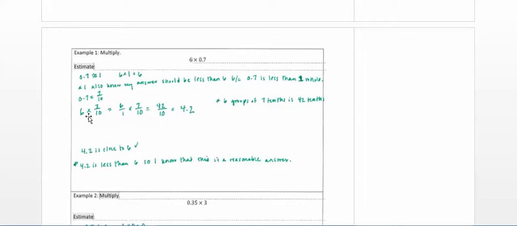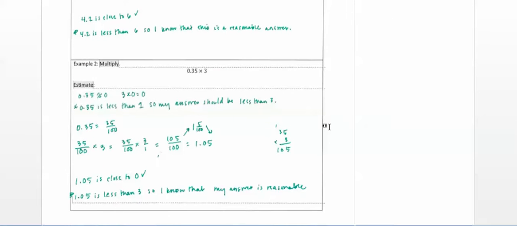I'm writing 6 groups of 7/10. We already know how to do this multiplication. 6 over 1 times 7 over 10 gives me 42/10. I can regroup. If you need to, your students can draw these number bonds again and do 4 groups of 10/10. So 10/10 and 10/10 and 10/10 and 10/10 and 2/10. Or we can just go ahead and write 4 and 2/10. The way that we want students thinking about this is that we're doing 6 groups of 7/10, which is the same as 42/10. Going back to our estimation, 4.2, 4 and 2/10 is pretty close to 6. Also, 4 and 2/10 is less than 6, so I know that this is a reasonable answer.